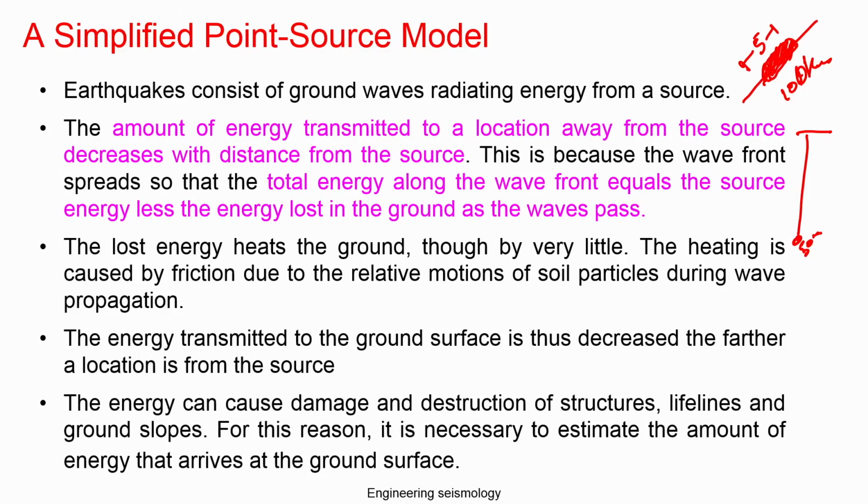So at one particular place, whatever energy you receive is the total energy minus the energy lost by traveling the distance. The energy is lost in the ground, though very little. The loss is caused by the friction due to the relative movement of the soil particles during wave propagation. The energy transmitted to the ground surface thus decreases at locations further from the source.